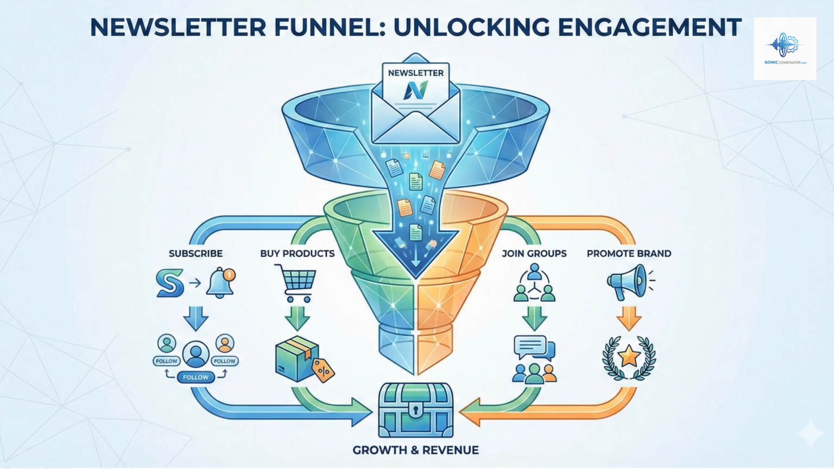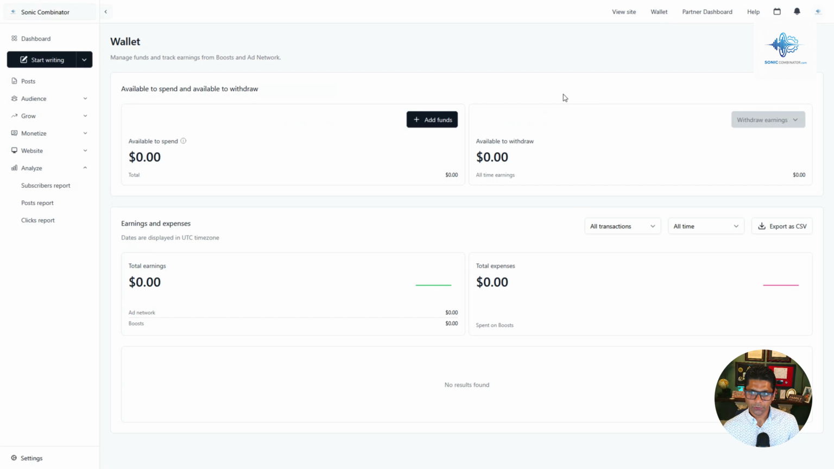In addition to that, you can have the newsletter become the funnel to get people to subscribe to your accounts, buy products from you, join your groups, promote your brand, and so much more. And it's all integrated with Stripe. So as people buy your digital products, that can be transacted through Stripe. And then for payouts, Beehive will pay you through PayPal.